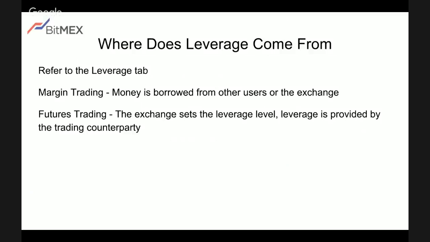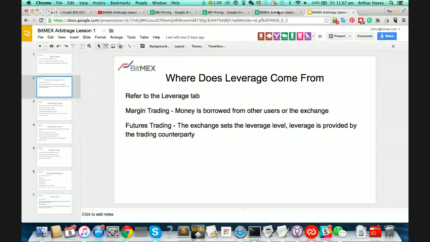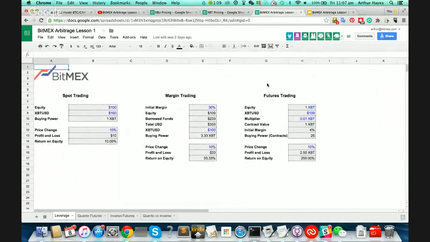So the first question that many people ask when they come on to BitMEX is, where does the leverage come from? We offer very high leverage, up to 100 times on our most popular daily contract. And people rightly ask, well, who is lending this money? So right now, I will show you a spreadsheet. This is the Arbitrage Lesson 1 spreadsheet, and we're on the Leverage tab.